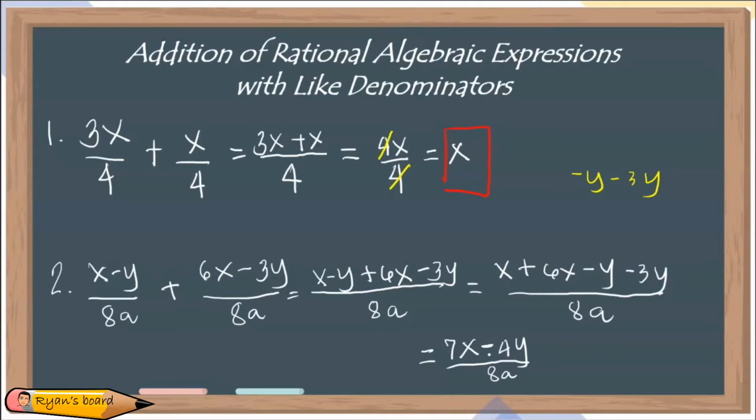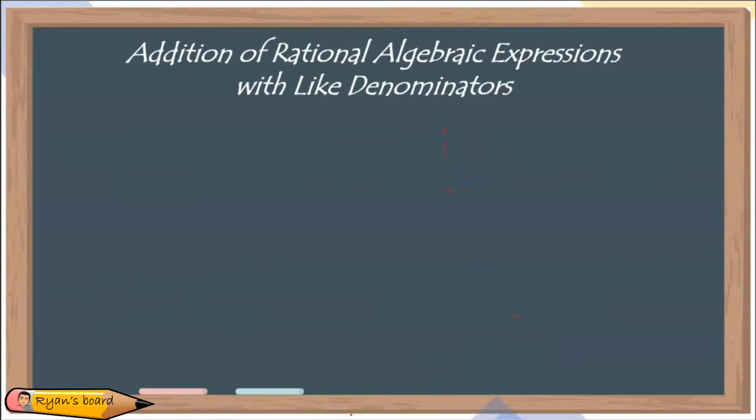Now, pwede bang i-minus ito, yung 7x minus 4y? Hindi po pwede, kasi magkaiba ng variables. Meron bang factor itong 7x minus 4y? Wala na rin. So, 7 and 4 walang common, magkaiba yung variable. So, hindi yan common monomial factor. Therefore, this is now our final answer. Okay? Now, let's have another example.